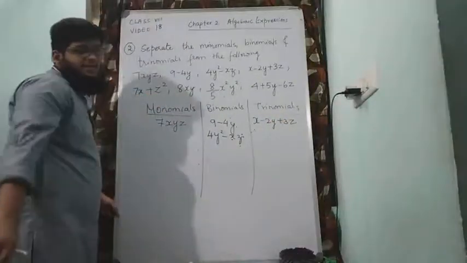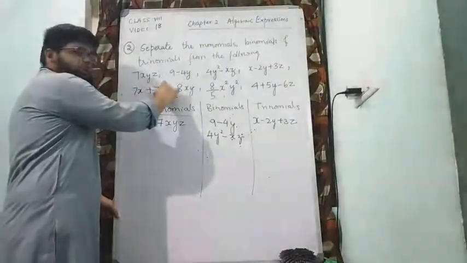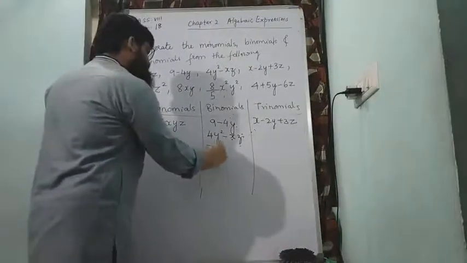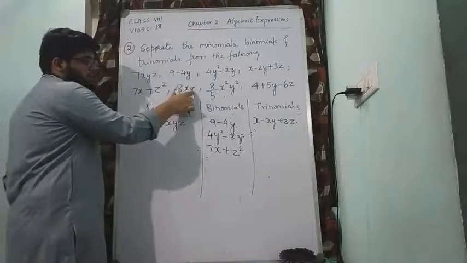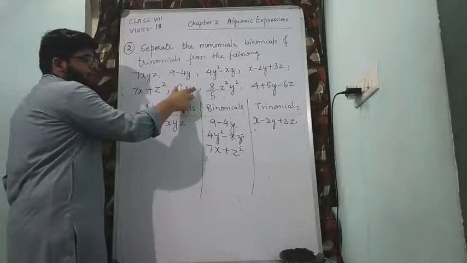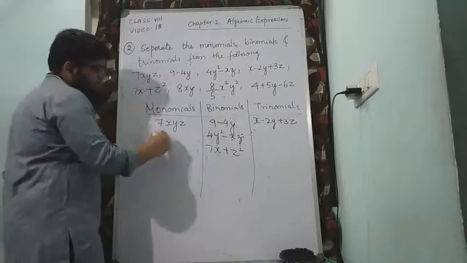7x plus z square: one term, two terms. So binomial. 8xy: no plus or minus sign in between, not separated at all. Therefore it should be treated as one single term.